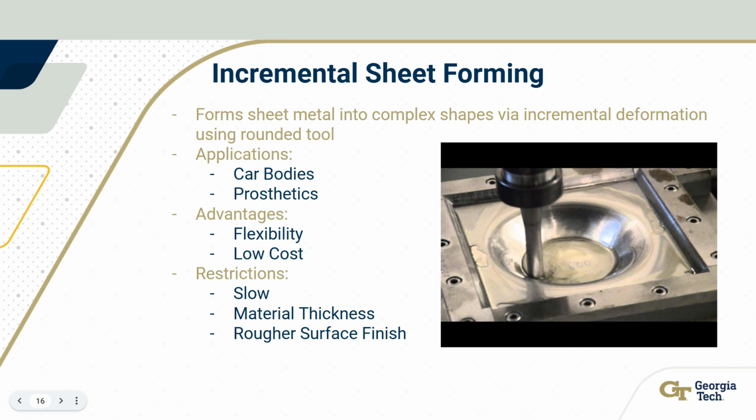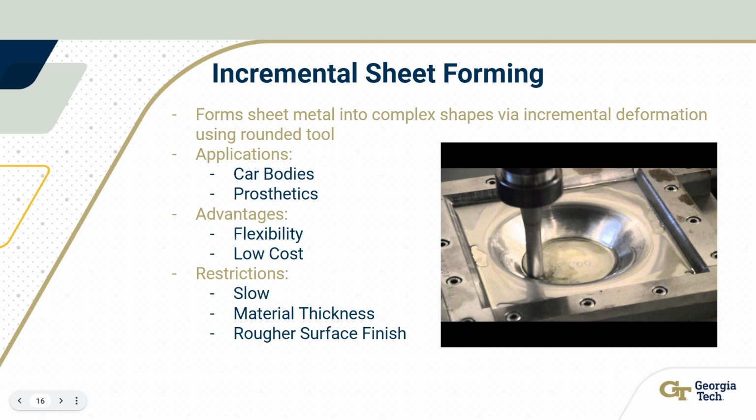And this can be used in, again, automotive with car bodies, and prosthetics, like a casing for a knee or elbow. The great thing about incremental sheet forming is since it's using sheet metal, it's pretty flexible. You can make a variety of shapes or work with a variety of sizes with a single machine, and that makes it somewhat lower cost as well.